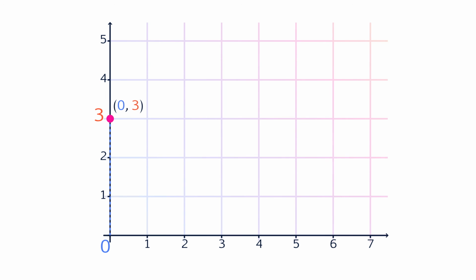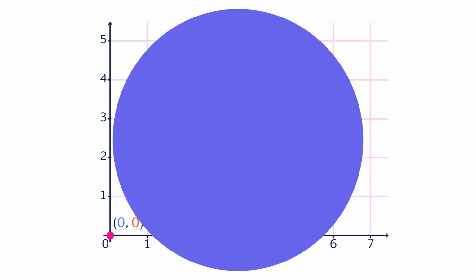Finally, let's consider the origin. What are the coordinates of this point? At the origin, both the first and second coordinate are 0, as it's the point where the two axes meet. That means that the coordinates of the origin must be (0, 0).